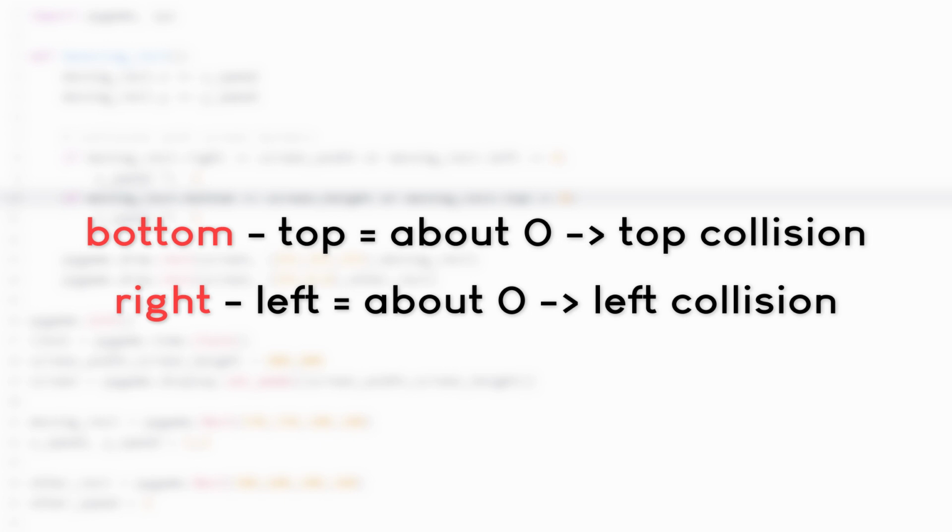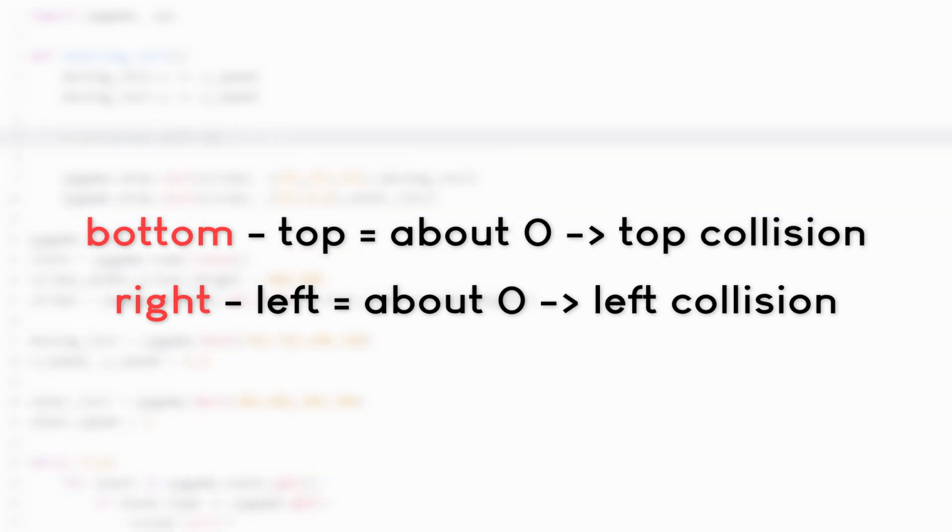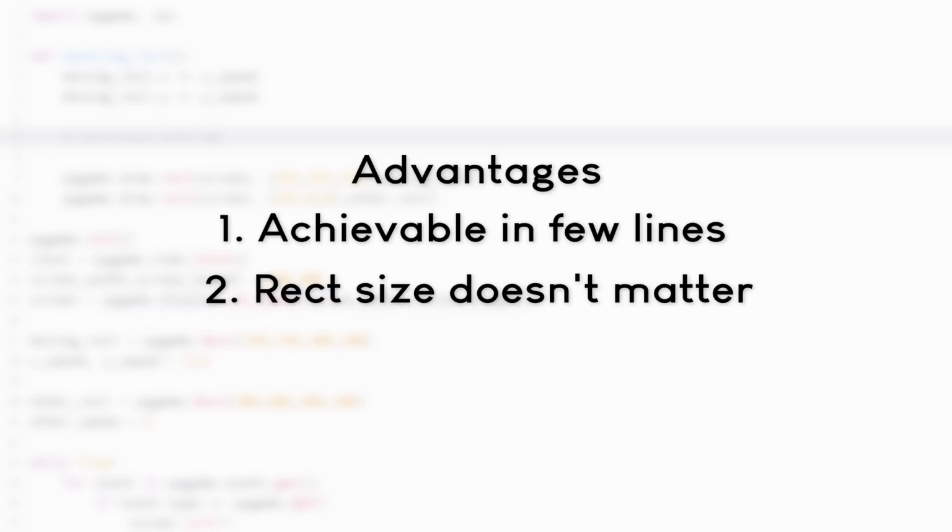So for example, for the right side, if any collision has occurred, we check the right side of one rectangle and the left side of the other rectangle, and if the subtraction of both of these is somewhere close to 0, we know that the collision on that side has occurred, because this kind of calculation would only work for this particular side. And this approach has a couple of advantages.